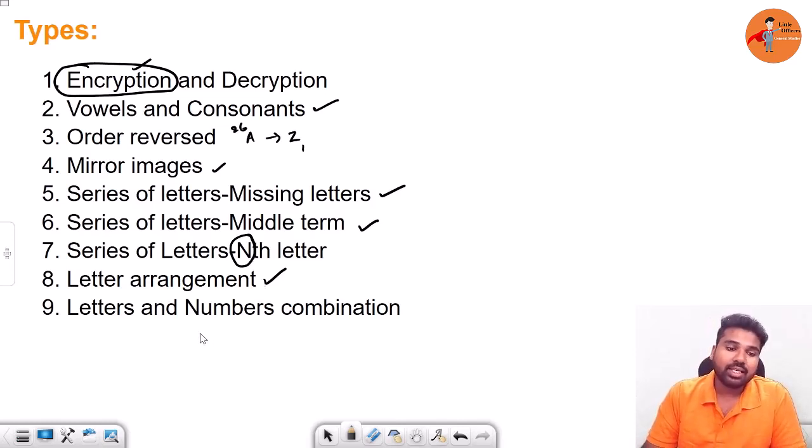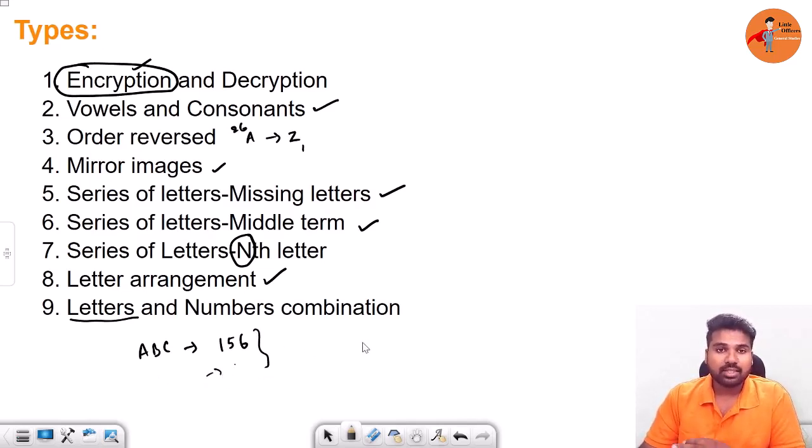And finally, letters and number combination. Nowadays what they have done is they are assigning, let's say ABC is there. To ABC they are assigning a number, let's say 156. And to some other sequence they are assigning another sequence. Then they would say if you add you will get so and so.